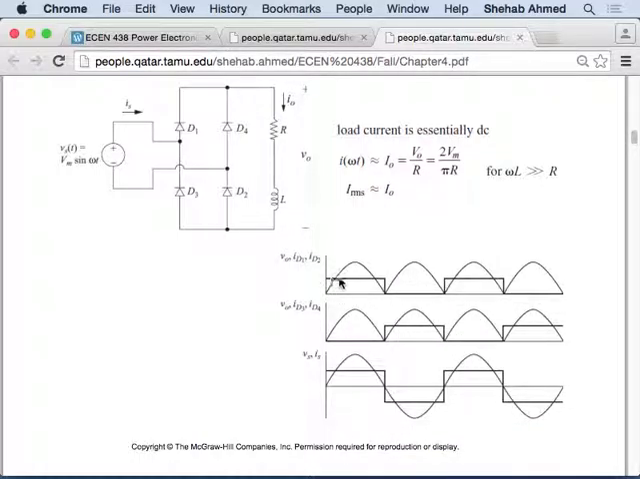It's the RL case, but with a very large inductance. Just keep increasing the inductance. What happens? Current never changes. Current never falls down. Just continues going straight. Continuous current.